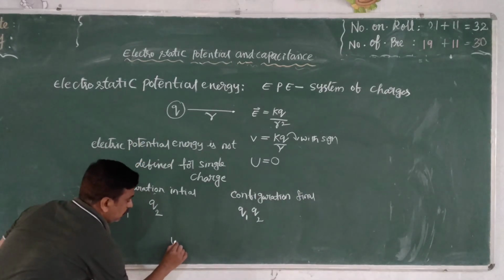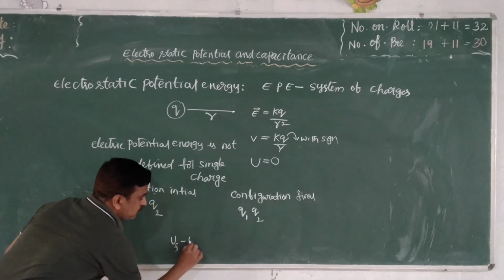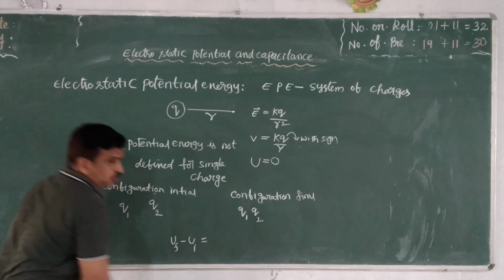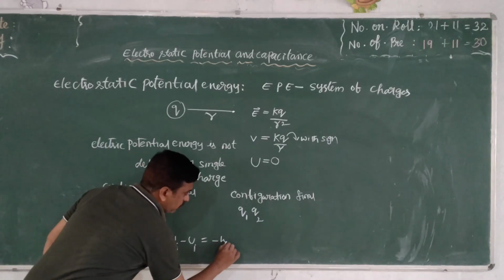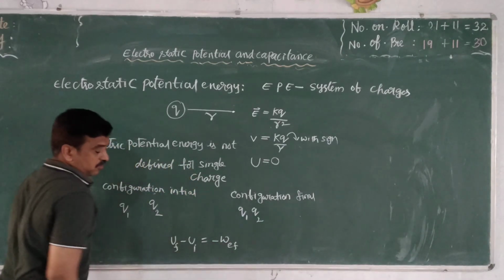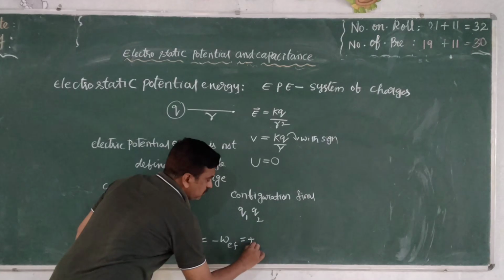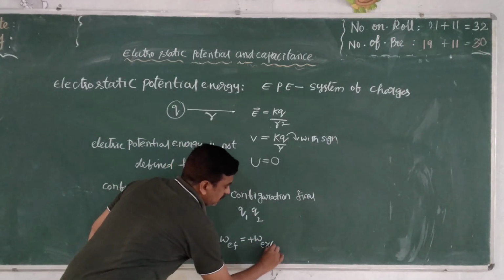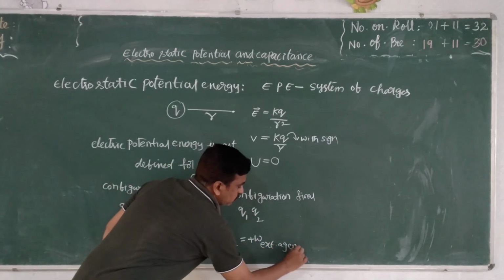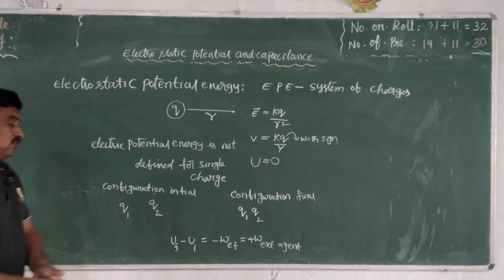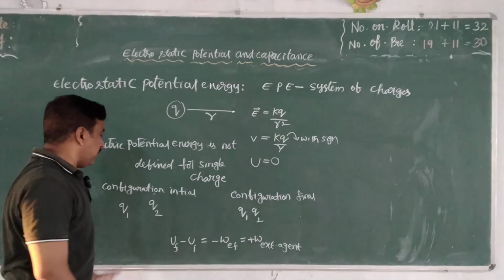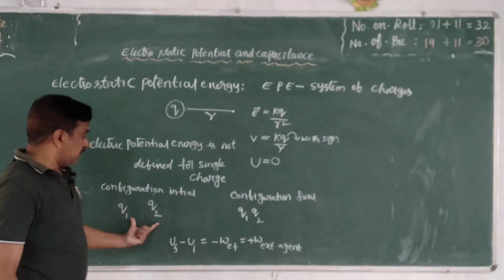UF minus UI equals the negative of the work done by the electric force, or we can write it as the positive of the work done by an external agent. Why can we write this? Here it is the configuration, and two charges are there.